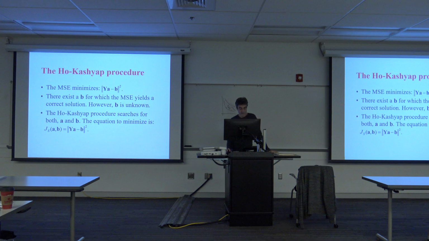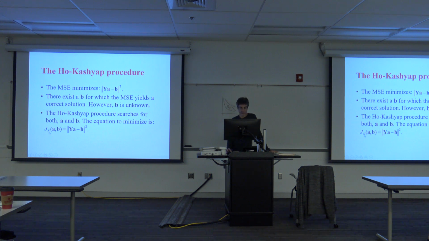So let's go back to the MSE criterion. The MSE is nothing else than the minimum square error. And what's the minimum square error? It's y times a minus the value I want to obtain, which is b, right? My bias or the additional margin that I want to add. So there exists therefore a b for which this MSE yields a solution. However, b, right, is unknown, and that's a problem that we are facing here. And this procedure, right, is a method to search for both a and b simultaneously.